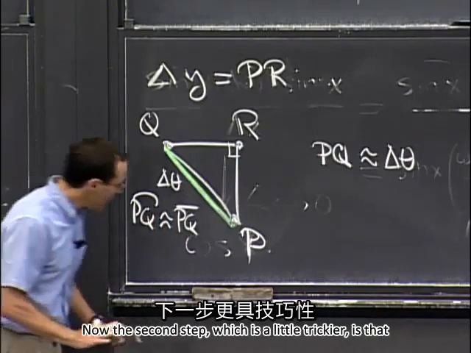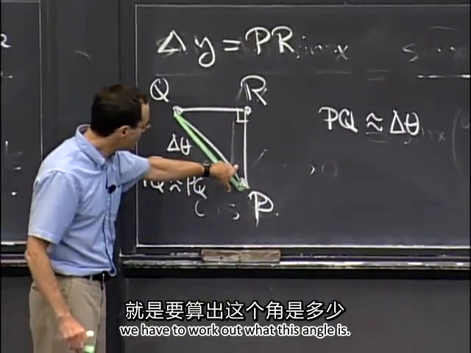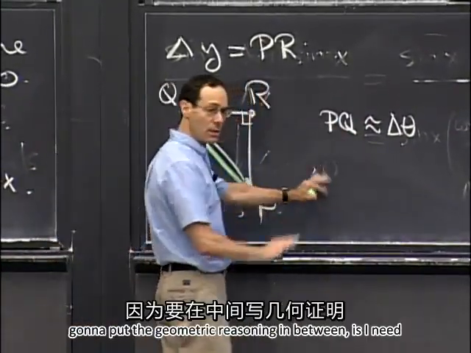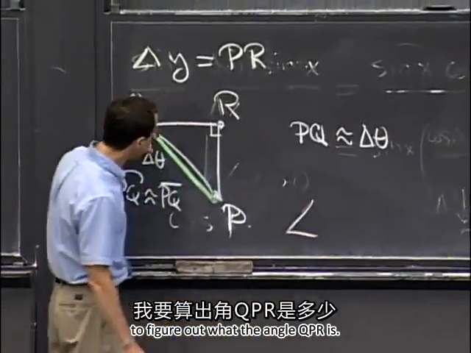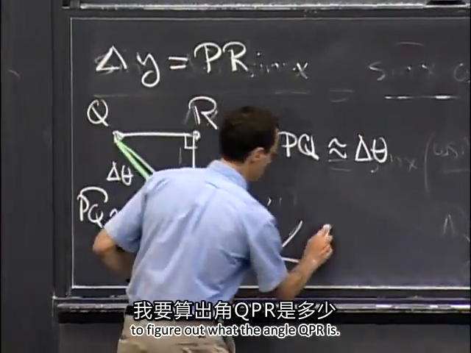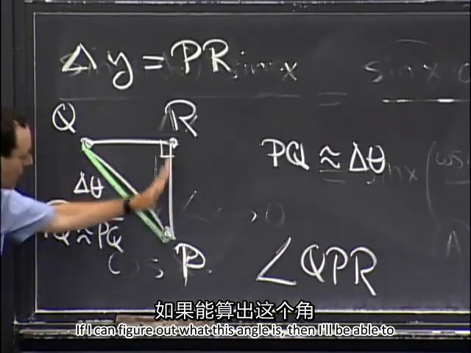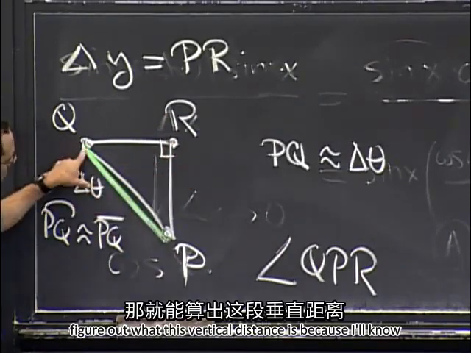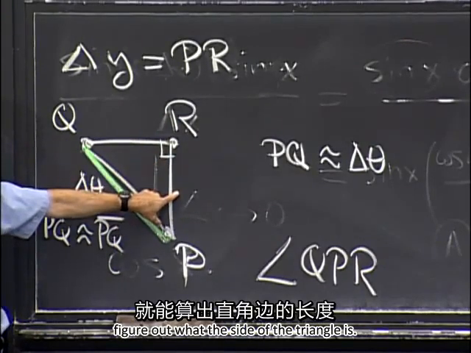Now, the second step, which is a little trickier, is that we have to work out what this angle is. So our goal is I need to figure out what the angle QPR is. If I can figure out what this angle is, then I'll be able to figure out what this vertical distance is, because I'll know the hypotenuse and I'll know the angle, so I'll be able to figure out what the side of the triangle is.